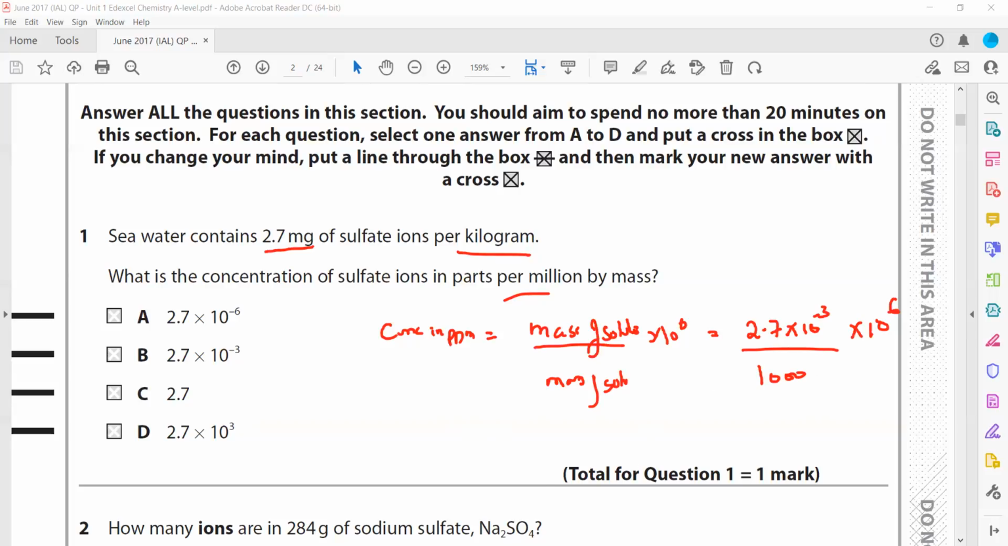So when we simplify this, we will get the concentration as 2.7. So C will be the right answer, because it's 10 power minus 3. This also 10 power minus 3 when it will come in the numerator. So we're left with 2.7.